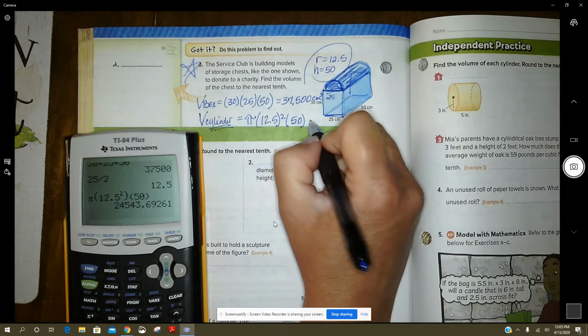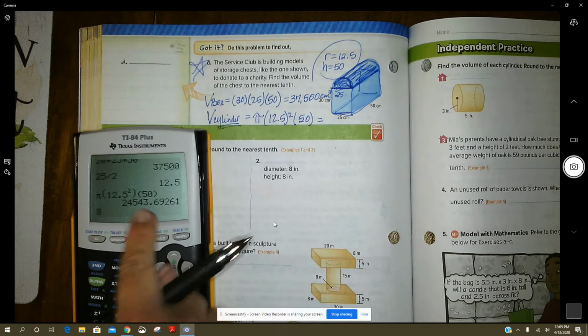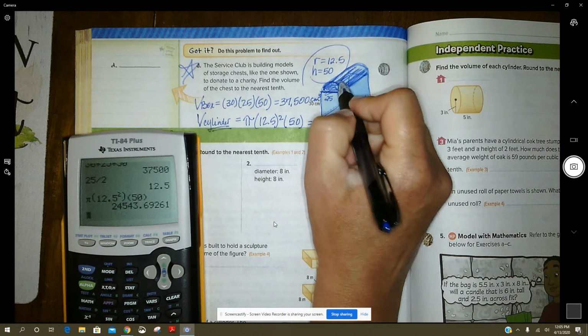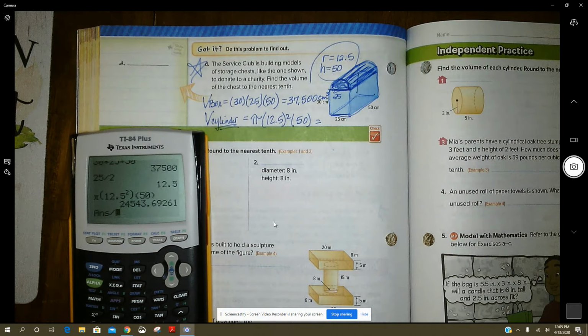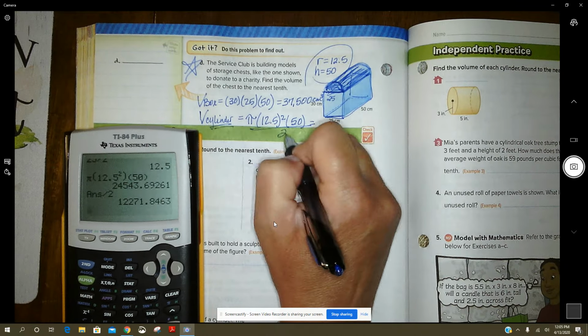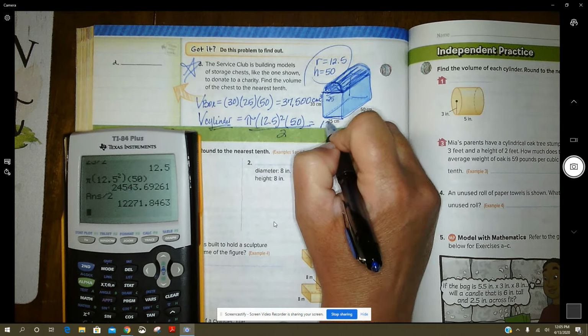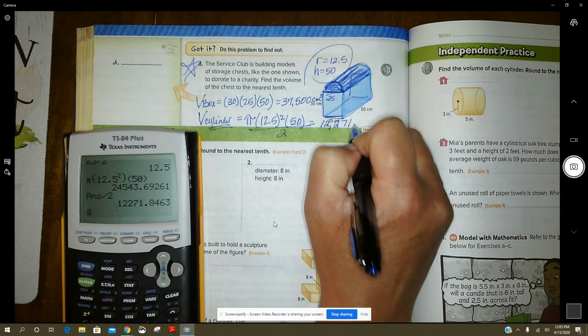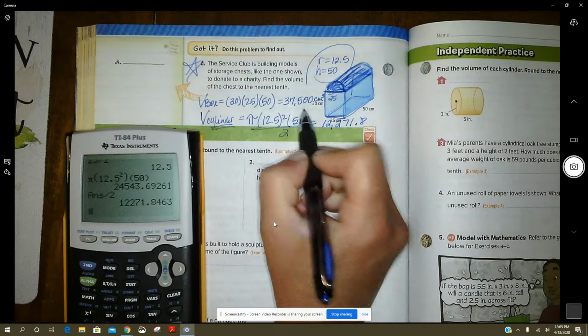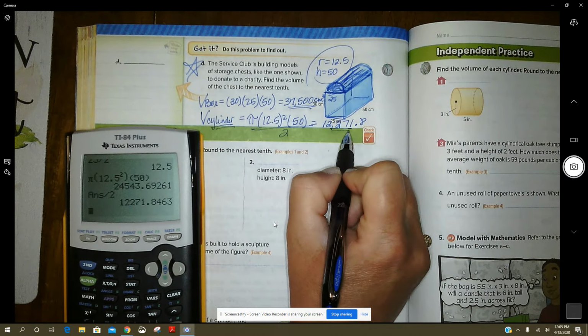And we get this big old honkin' number. But what do we have to do with that big old honkin' number? It was only half of the cylinder. So we're going to take that number and divide by 2. And when we divide by 2, we end up with 12,271.8. And then what am I going to do with these two numbers?